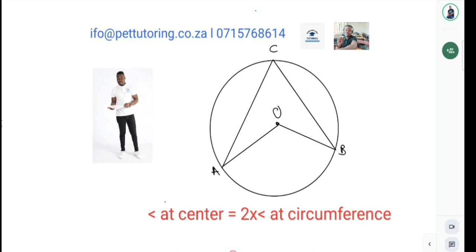And at this time, we'll be looking all over this particular theorem that you are seeing here all over the screen. The theorem states that the angle at the center is equal to twice the angle at the circumference of the circle.